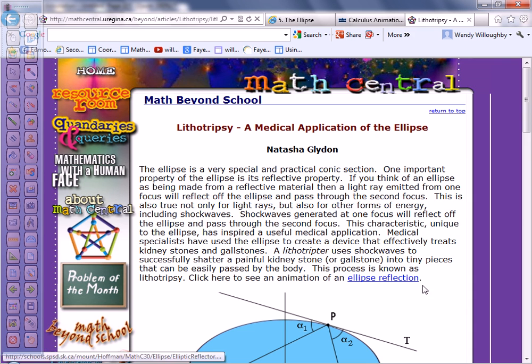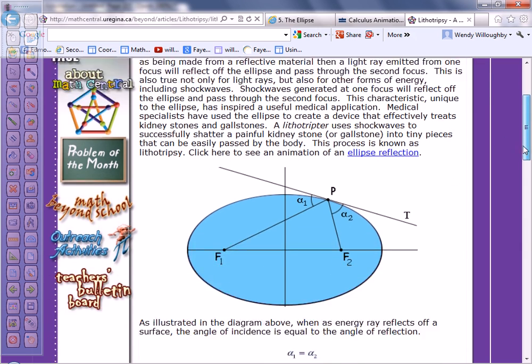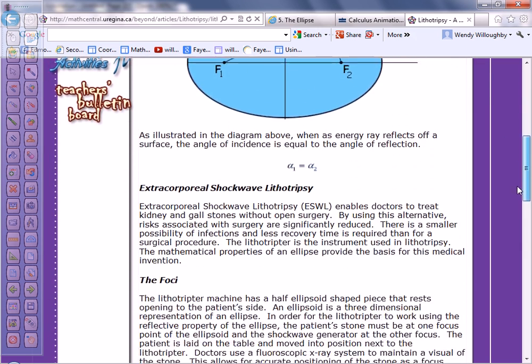Who's good at pronouncing medical words? Okay, that sounds good. Pronounce everything wrong.